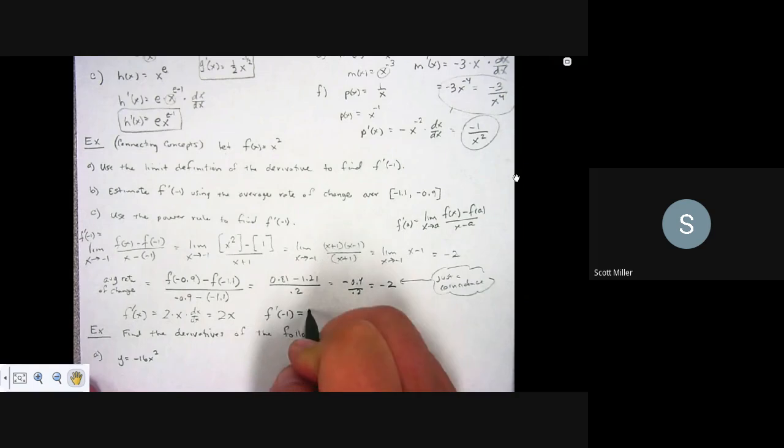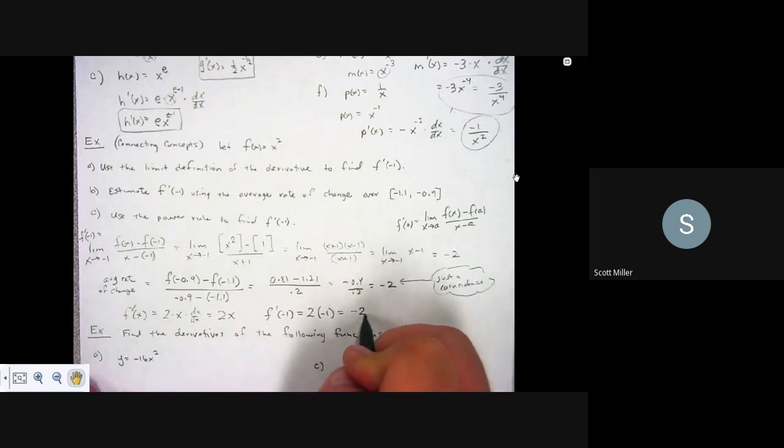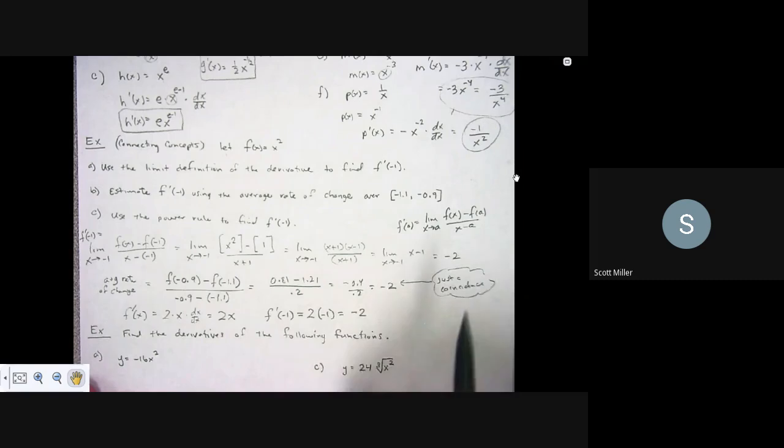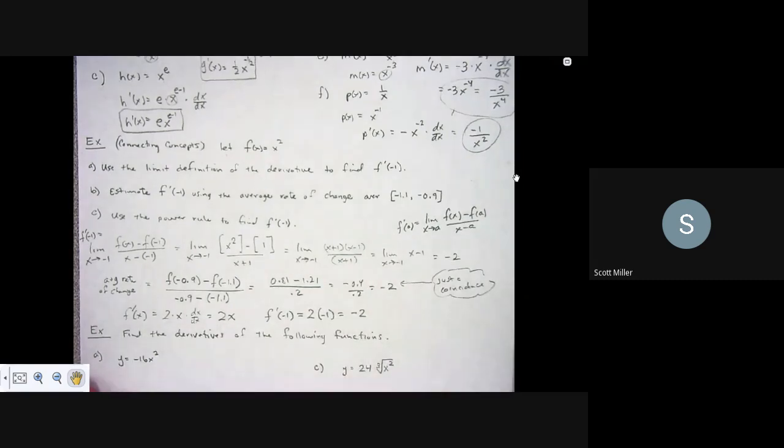Okay? So once I have that, then what is f prime of negative 1? Well, just plug it in. 2 times negative 1 is negative 2. And so you can see that this approach is a lot easier and quicker. Okay? So let's take a look at the next thing I have here.